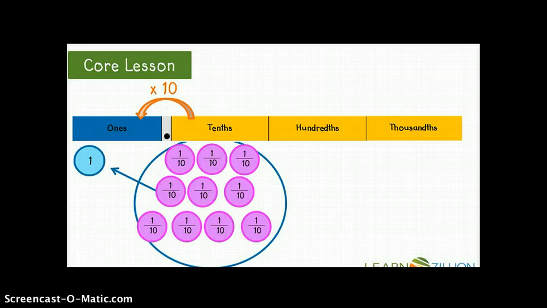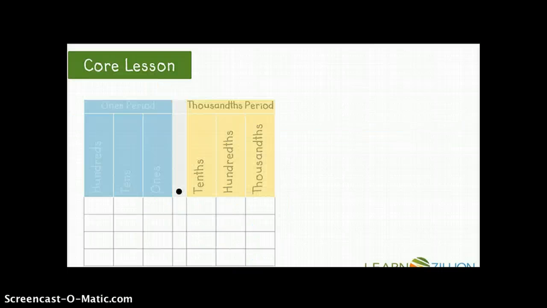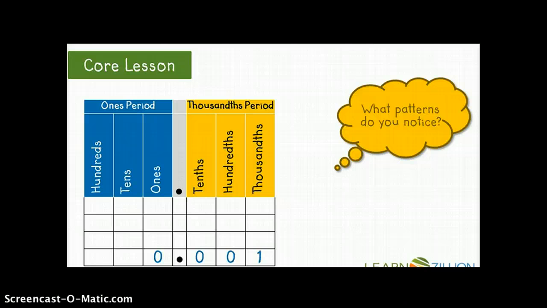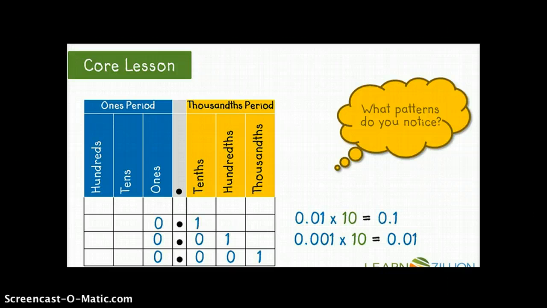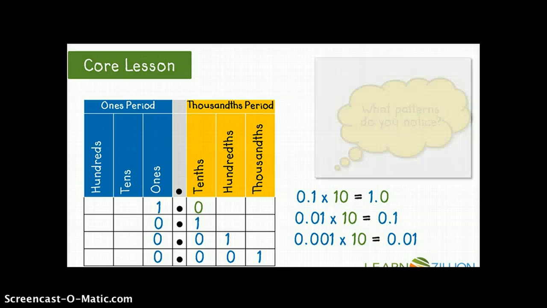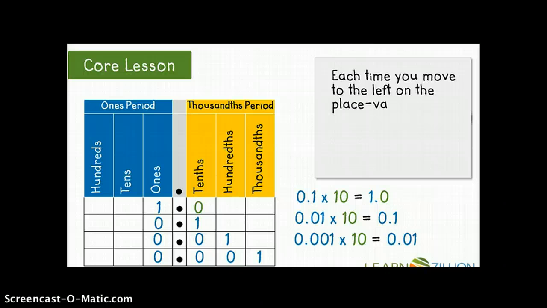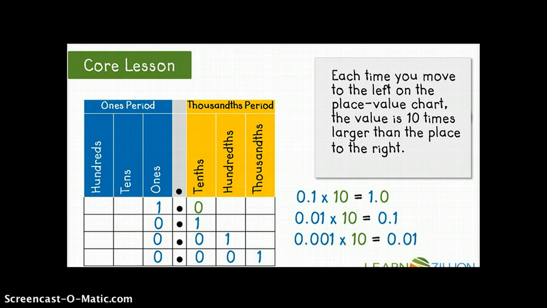Now that we're in the whole number section of our place value chart, we know we can continue grouping 10 like units in each place. Each successive place is worth 10 times the place to its right. If we use a place value chart to examine this relationship, we can see as we move from the thousandths place to the hundredths to the tenths, and the tenths to the ones, each place is 10 times greater than the place to its right. 1/100th is 10 times larger than 1/1000th. 1/10th is 10 times larger than 1/100th, and 1 whole is 10 times larger than 1/10th.